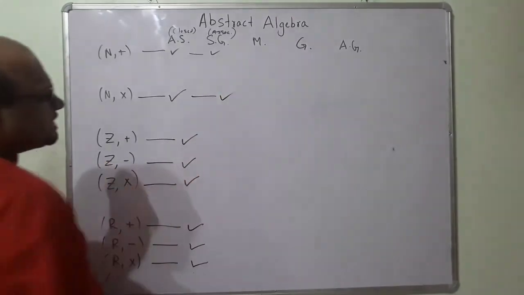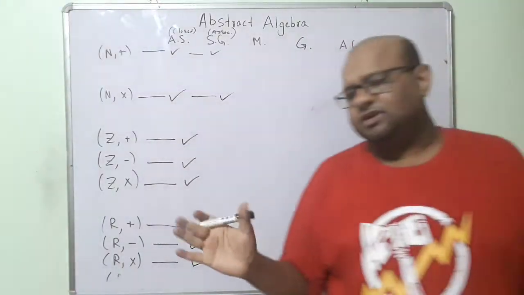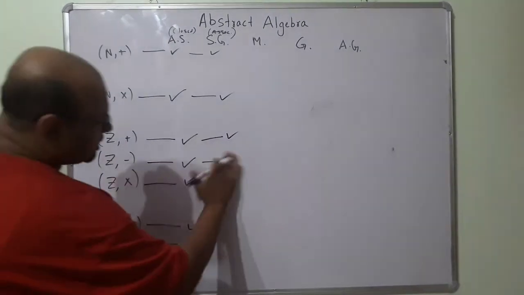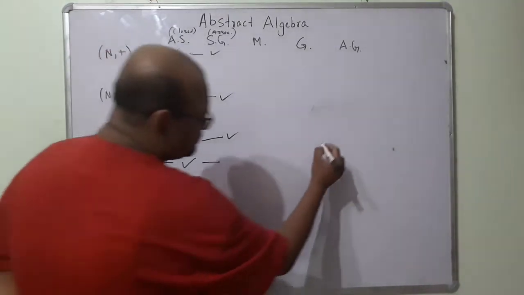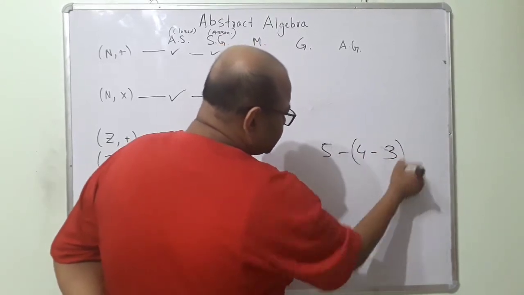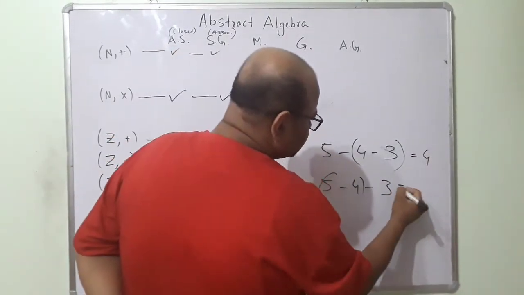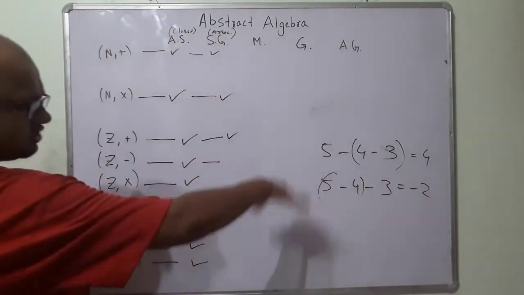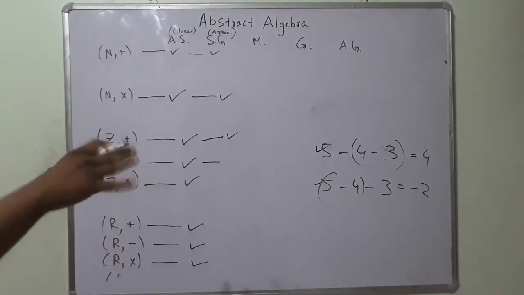Similarly, multiplication is also associative, in case of numbers. In case of integers, addition is associative. What about integers, 5 minus 4 minus 3? We already talked about this. One grouping is equal to 4, the other is equal to minus 2. This is right associative, this is left associative. These two are not equal.